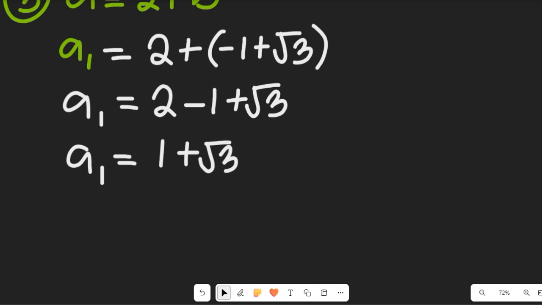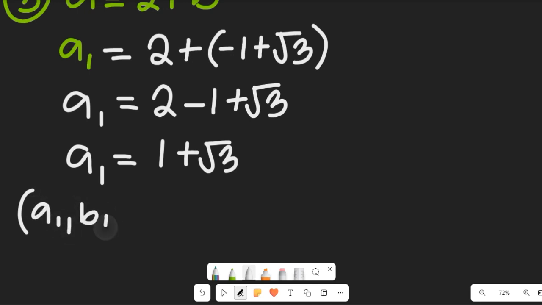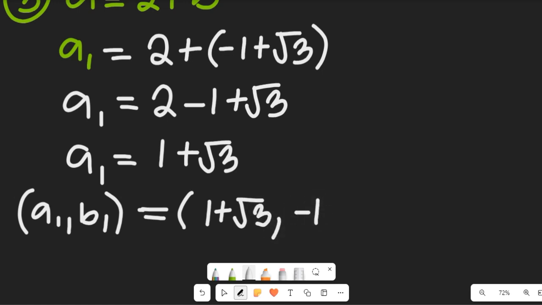So from this expression, we've come to see that our a1, comma, b1 will give us the expression 1 plus root 3, that's the value of a, comma, minus 1 plus root 3.